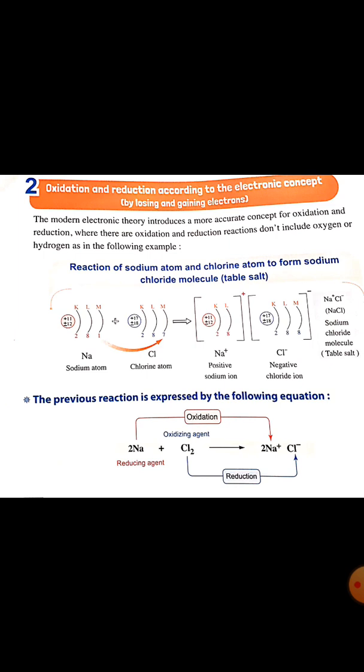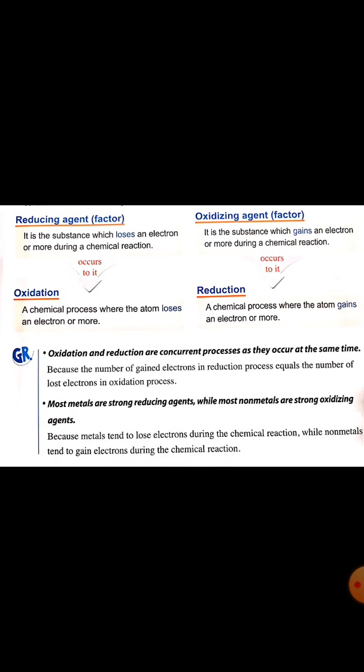Here, it loses electrons, 1 electron or more. So here we have an oxidation process, and vice versa with chlorine, that it changed into chloride ions and gained these electrons. So, according to the new concept, the modern concept, the electronic concept, oxidation is a chemical process where the atom loses an electron or more. And the opposite here is the reduction.